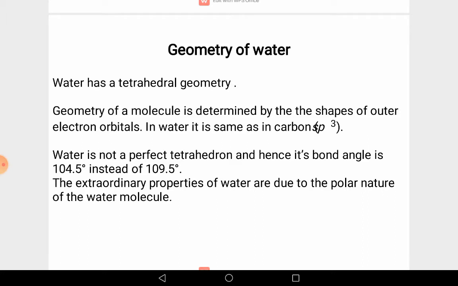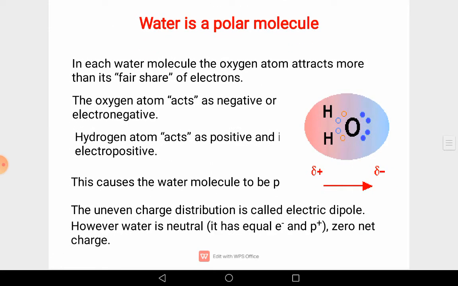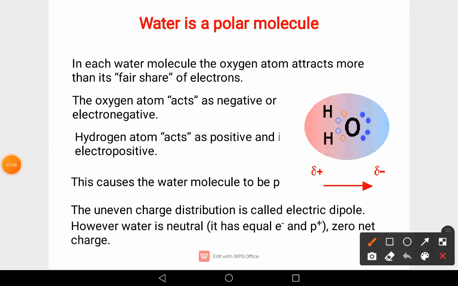The extraordinary properties of water are due to the polar nature of the water molecule. Thus water is a polar molecule. It means it has a charge. It has a delta plus charge and it has a delta minus charge. The oxygen atom acts as negative or electronegative, and the hydrogen atom acts as positive or electropositive.